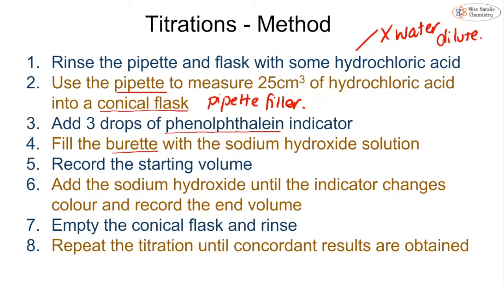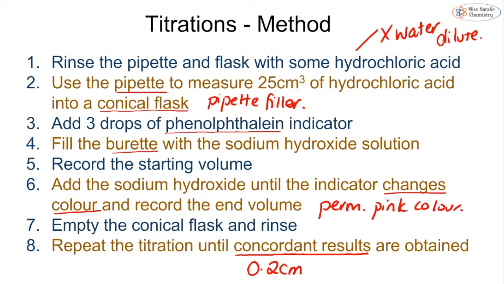I fill up my burette with my sodium hydroxide and I record the starting volume. It does not have to be zero, but most people fill the burette up to zero and just start from there. We add the sodium hydroxide until we get that colour change. Remember, it should be a permanent pink colour. That's how you know you're at your end point. And then you record the volume. You repeat this process, so after you've emptied the conical flask and rinsed it, you repeat it until you get something called concordant results. And concordant results means that they are within 0.2 centimetres cubed of each other.